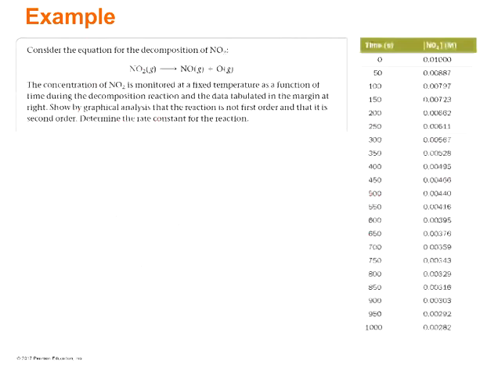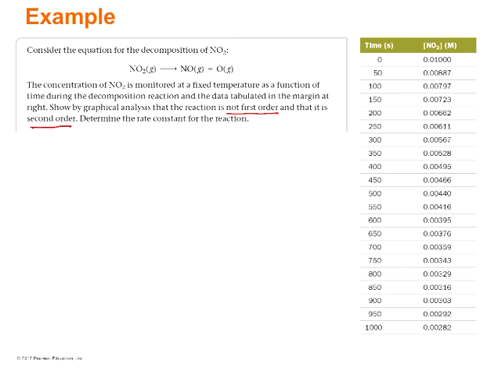So consider the equation for the decomposition of NO2. The concentration of NO2 is monitored at a fixed temperature as a function of time during the decomposition reaction, and the data tabulated in the margin at right. Show by graphical analysis that the reaction is not first order and that it is second order, and then determine the rate constant for the reaction.